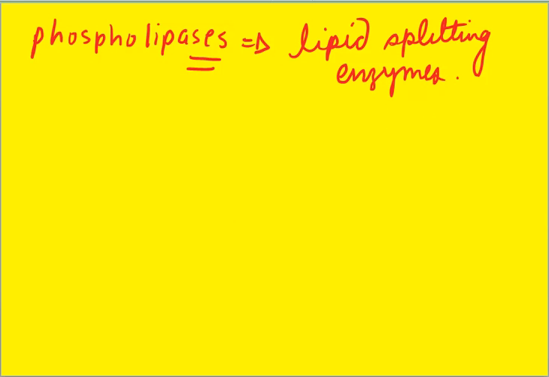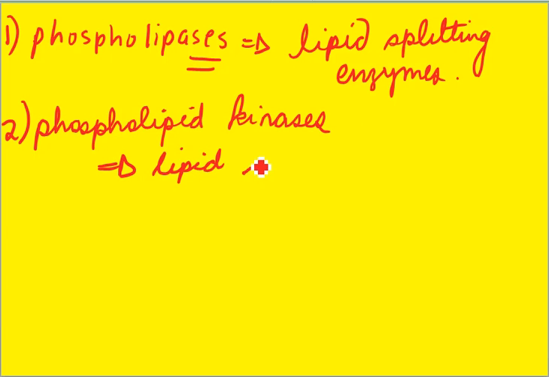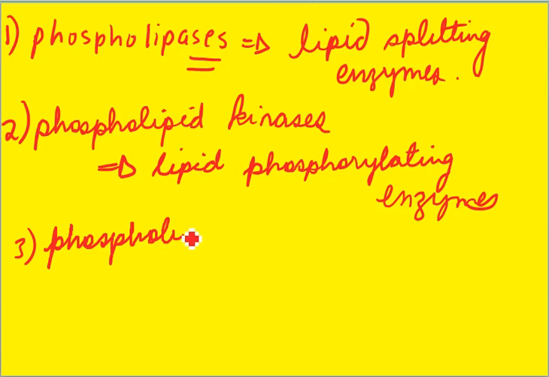The next one is phospholipid kinases, and this should be pretty clear because I mentioned many times that kinases add a phosphate group, so they are lipid phosphorylating enzymes. And the third one is phospholipid phosphatases, which just do the opposite.